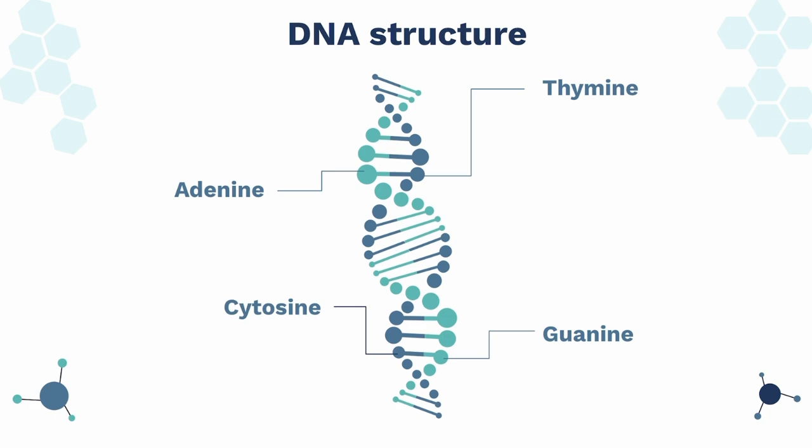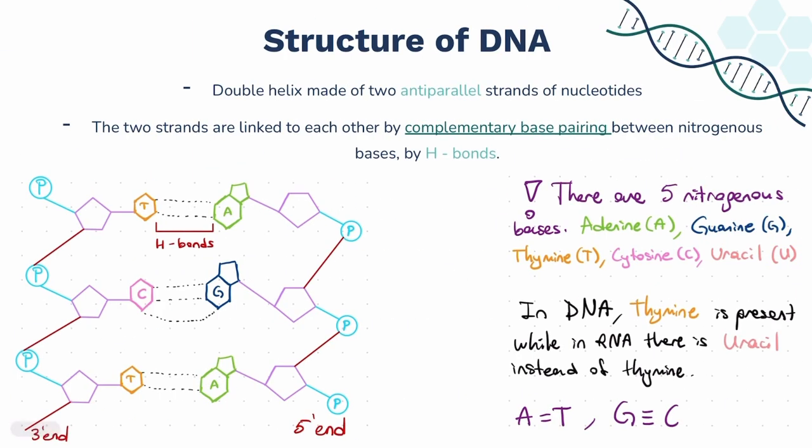Now let's look at the structure of DNA. It is a double helix made of two antiparallel strands of nucleotides. The two strands are linked to each other by complementary base pairing between nitrogenous bases by hydrogen bonds. Complementary base pairing is very important for DNA. It allows DNA replication, and two exact copies can be made because in complementary base pairing, adenine only bonds with thymine and cytosine only bonds with guanine. Because of this specific bonding, DNA knows how to make correct copies of itself.